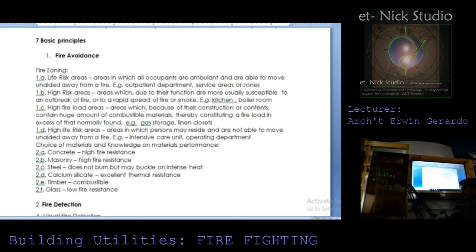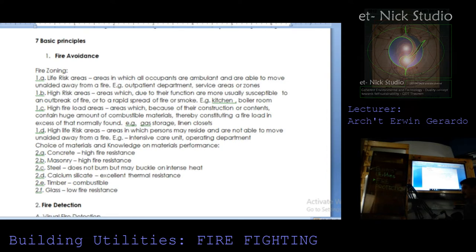High risk areas: areas which, due to their function, are more usually susceptible to an outbreak of fire or to a rapid spread of fire or smoke. Example, kitchen, boiler room. High fire load areas: areas which, because of their construction or contents, contain a huge amount of combustible materials, thereby constituting a fire load in excess of that normally found. Example is the gas storage, the linen closets.